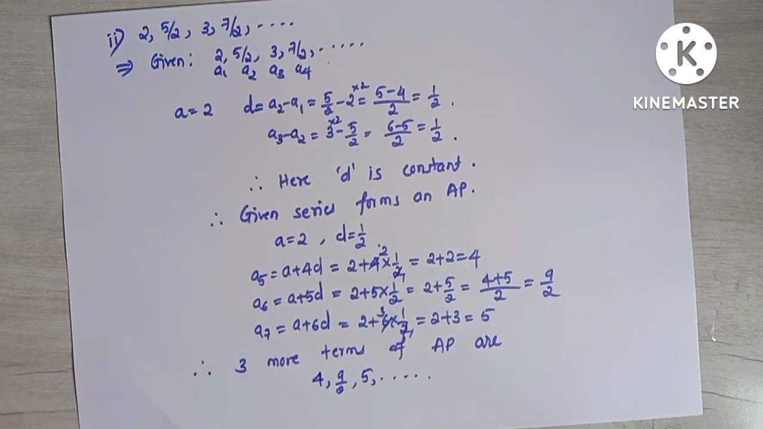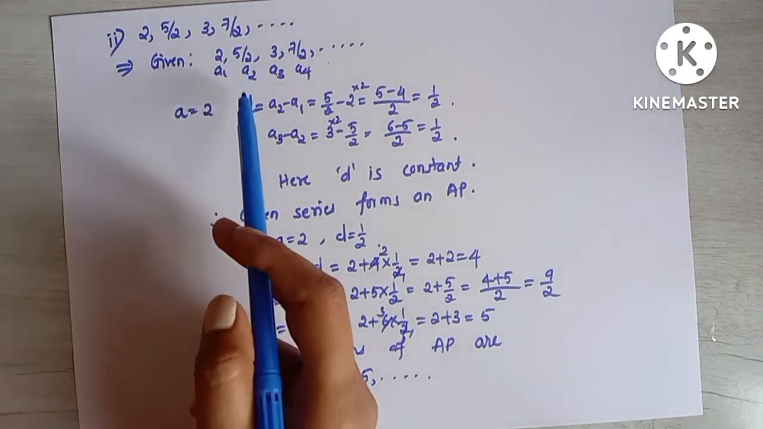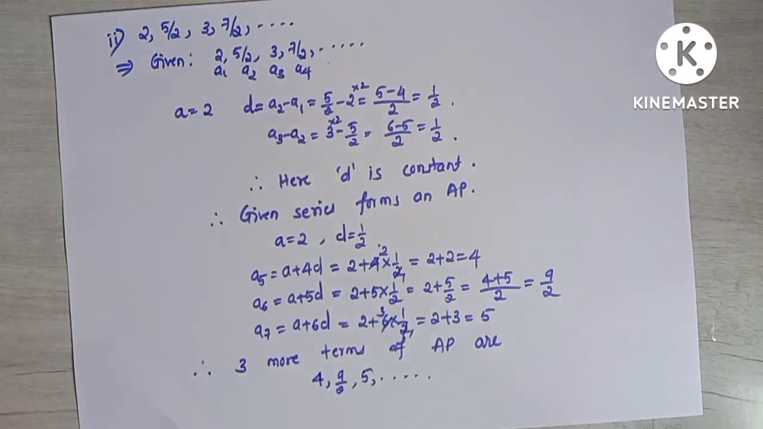Okay. Like this, we have to calculate. First, we have to denote it as A1, A2, A3, A4. Next, we have to calculate the value of D. If the value of D is constant, then the given series will be in AP. If it is in AP, then we have to calculate the next 3 terms. The next 3 terms will be A5, A6, A7. After calculating this, we have to write down the next terms of the AP. Hope you understood.